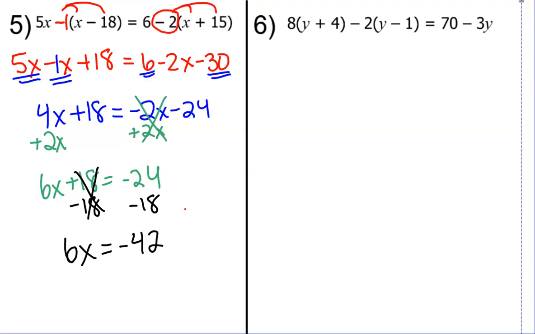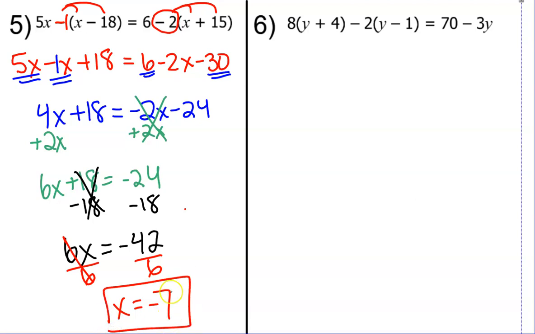X is still not by itself. I still have a 6 being multiplied to it, so to remove it, I'm going to divide 6 on both sides. And we get x is equal to negative 7. And again, if you're unsure of your answer, you can always plug it back into all of your x's and make sure you get two numbers that are the exact same, equal to each other.